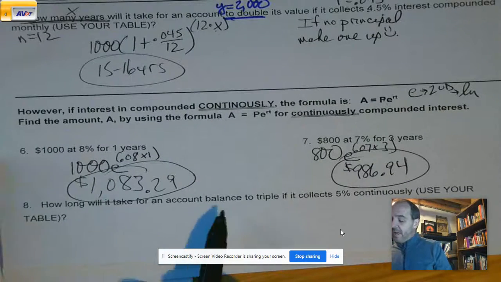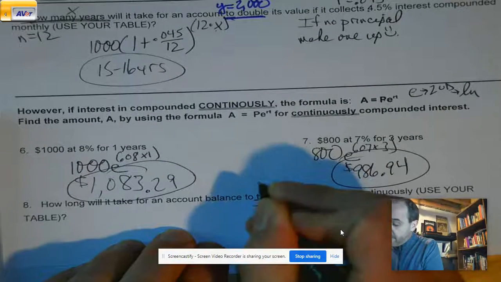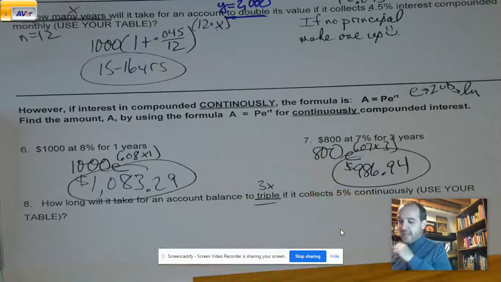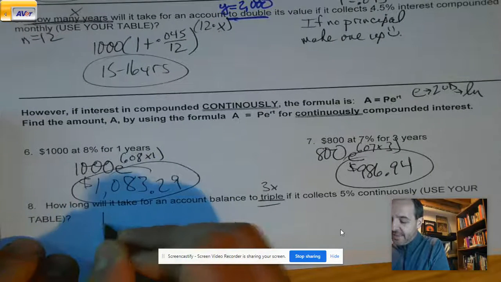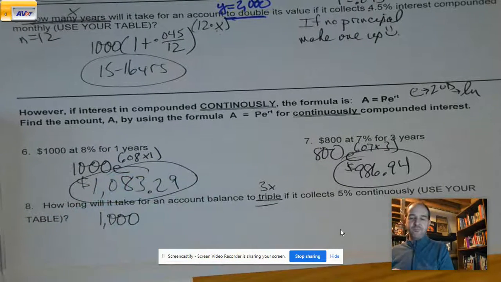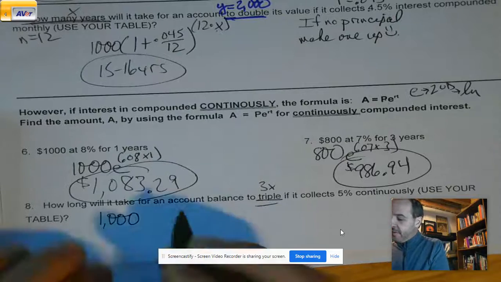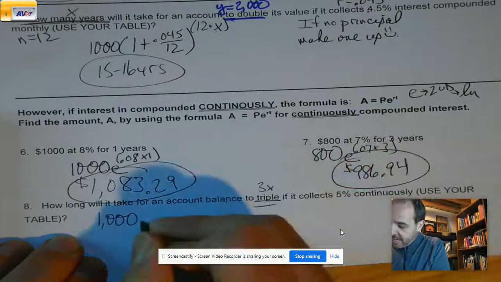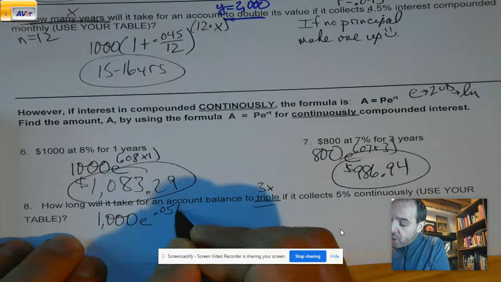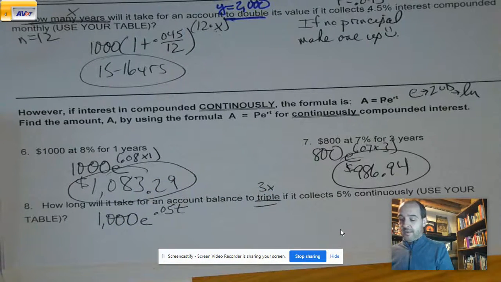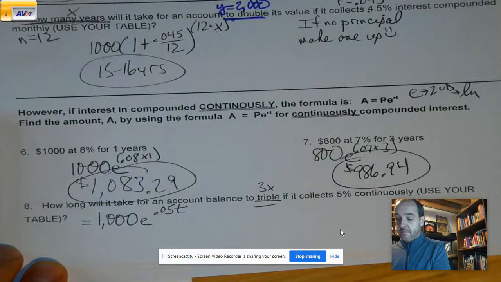How long will it take for an account balance to triple, 3 times as much, if it collects 5% continuously? Did they give me a number at the beginning? Does that mean we can't do the problem? Make your account balance at the beginning anything you want. I'm an old fogey, I just stick with 1,000. So 1,000, there's my expression. e, there's my rate. We don't know what this is, but here's what I do know.